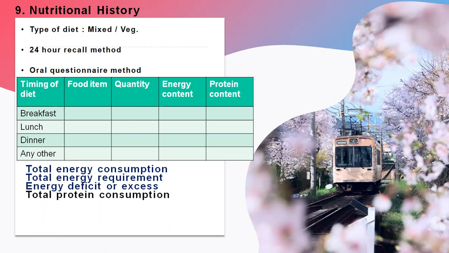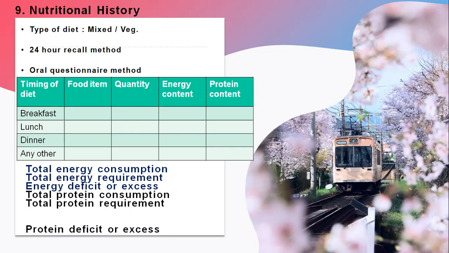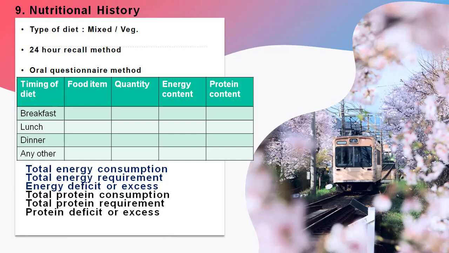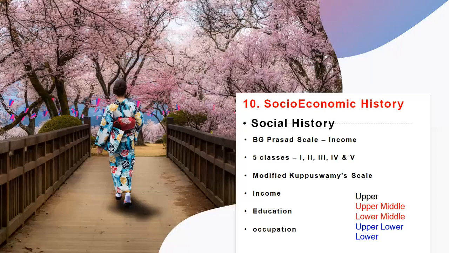Then total protein consumption requirement is 1 gram per kg body weight in an adult. In a newborn child up to 6 months, it is 2 grams per kg, and then up to puberty, it is 1.5 grams per kg body weight. Like this, you need to find out the protein deficit or excess, and you must include this in your advice. Advice should be given related to nutrition to the person and to the family.